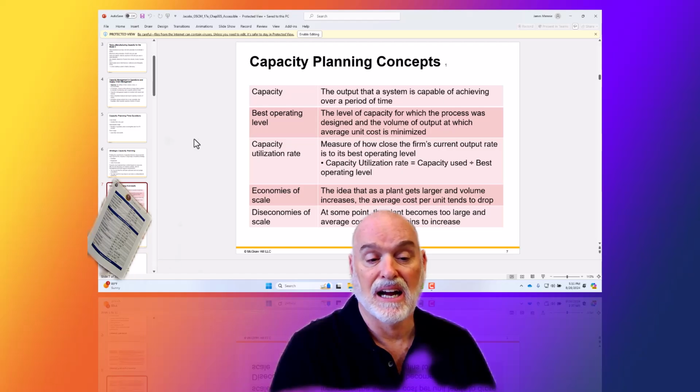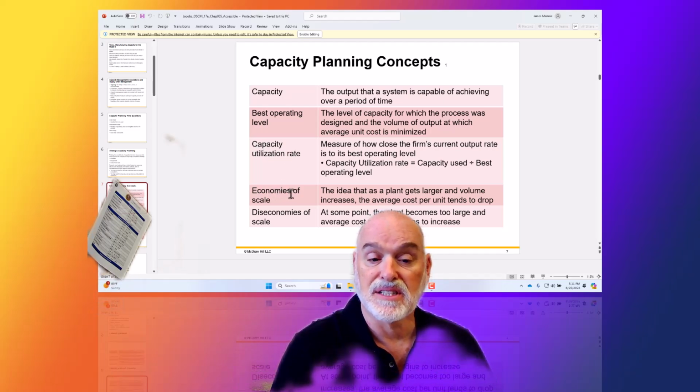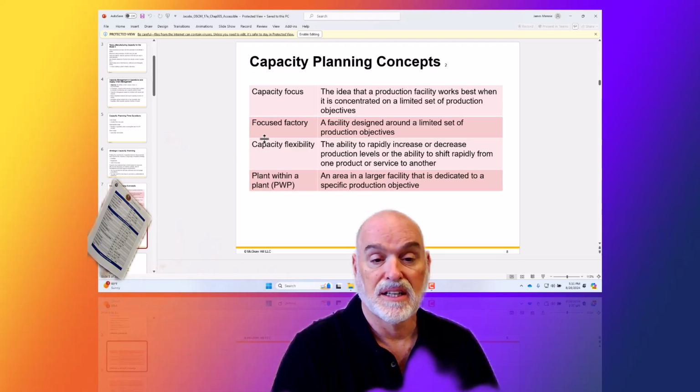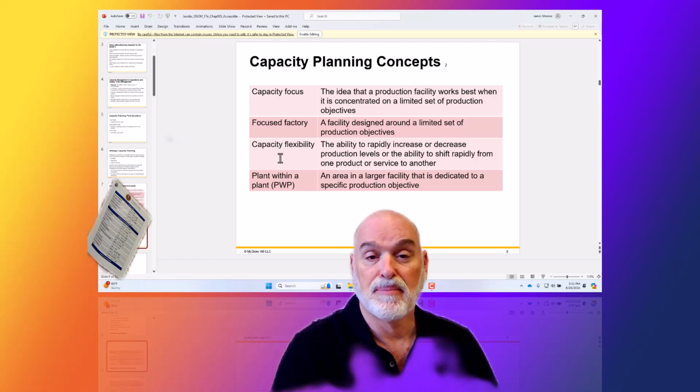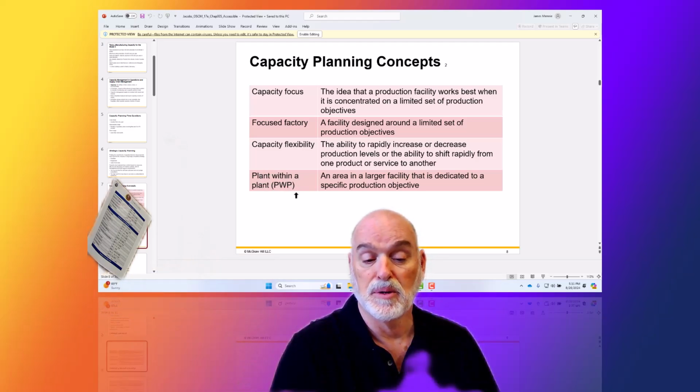Capacity planning concepts. We have capacity best operating level, capacity utilization rate, economies of scale, and diseconomies of scale. Also capacity focus, focused factory, capacity flexibility, and plant within a plant, PWP.